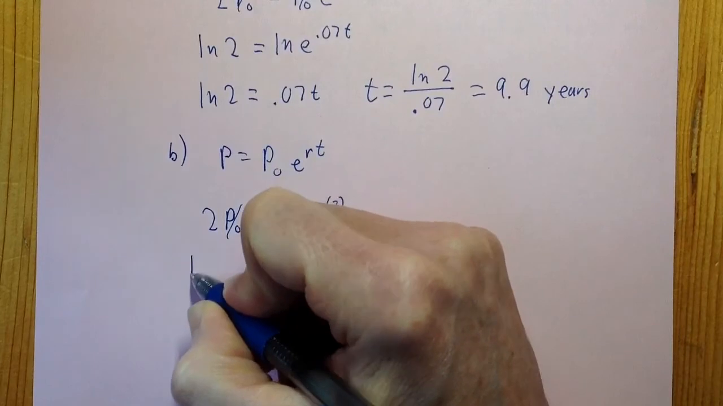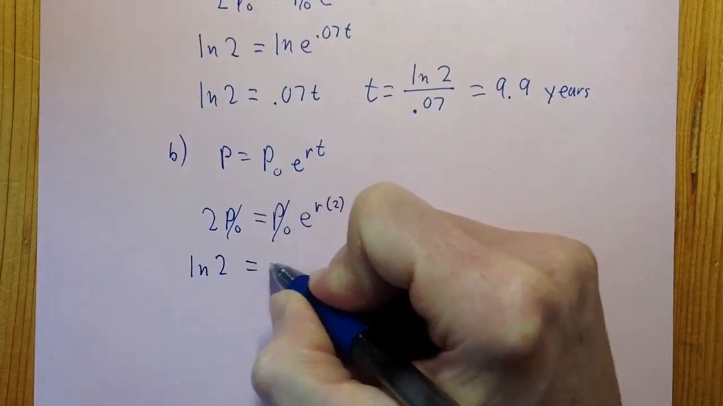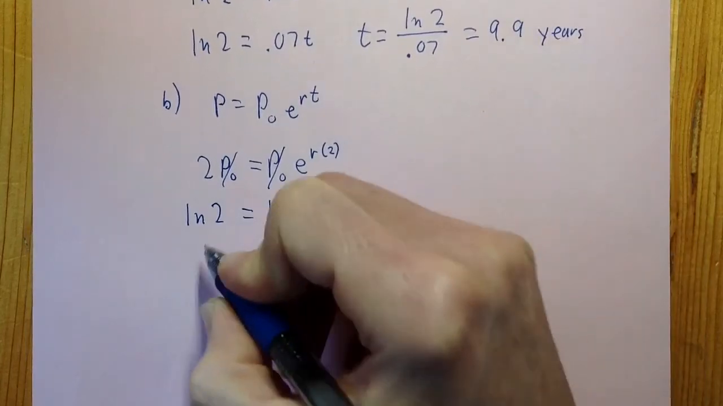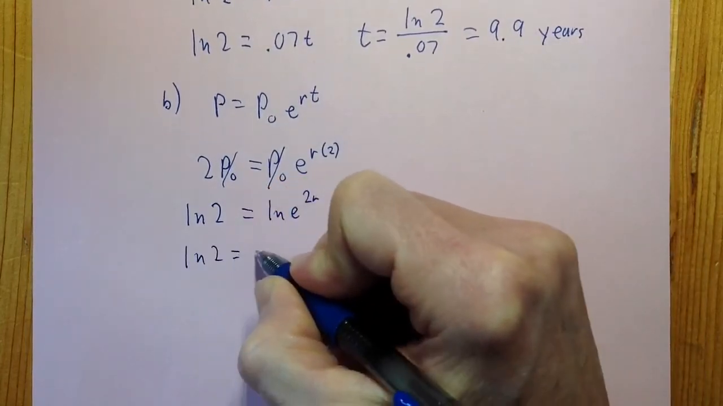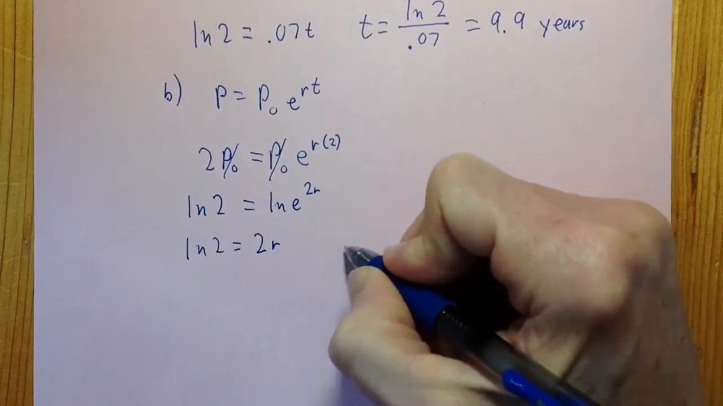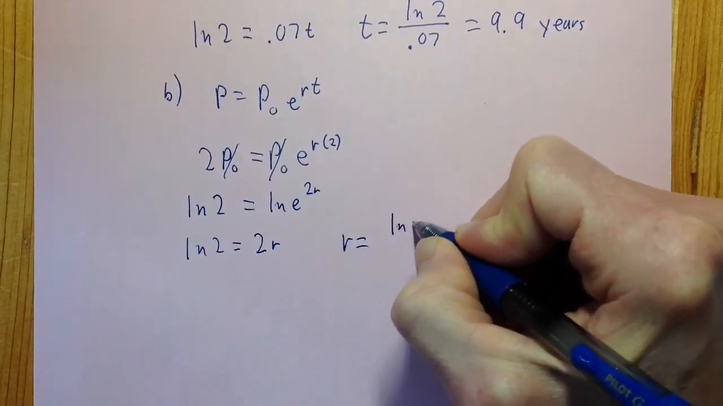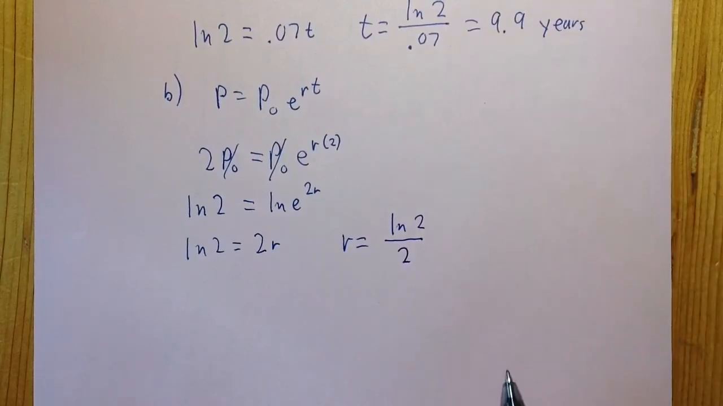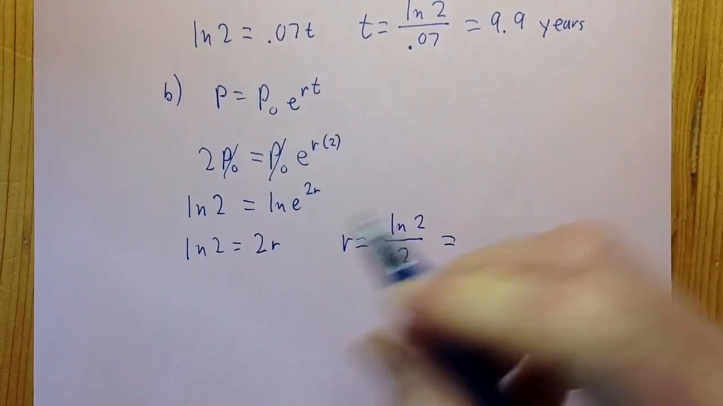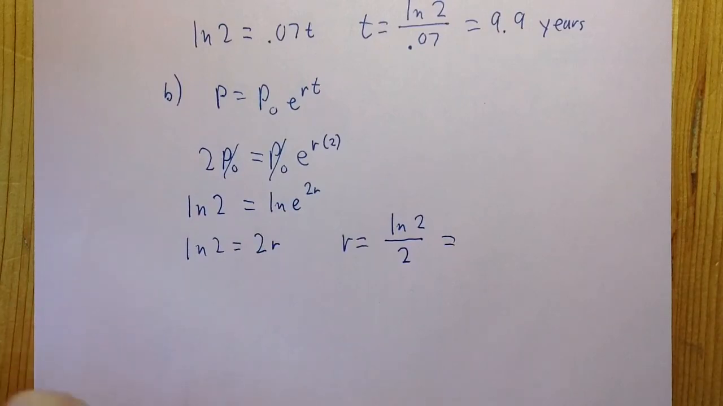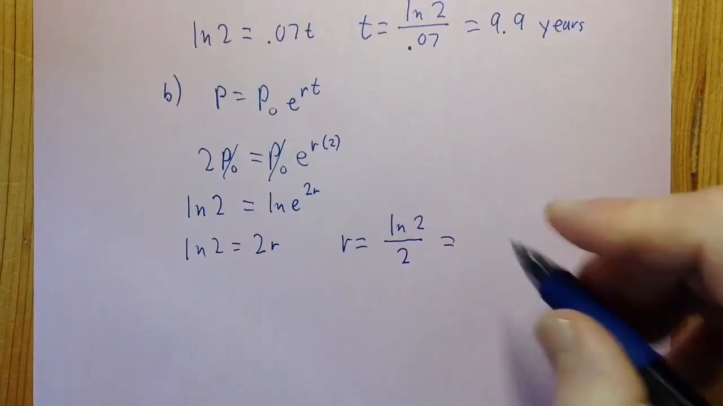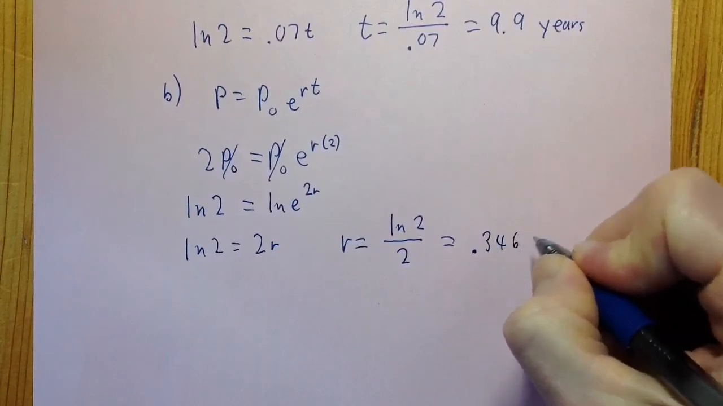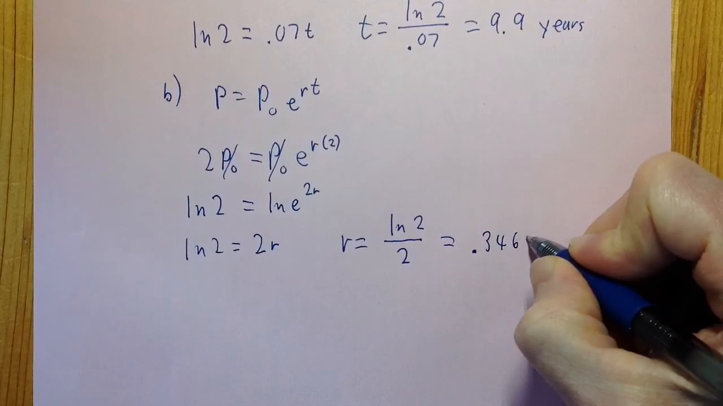Take the ln of both sides. ln of 2 is equal to the ln of e to the 2r. ln and e cancel. ln of 2 is equal to 2r, or r is equal to ln of 2 divided by 2. Looks right. So we do that in our calculator, ln of 2 divided by 2, and I get 0.34657.